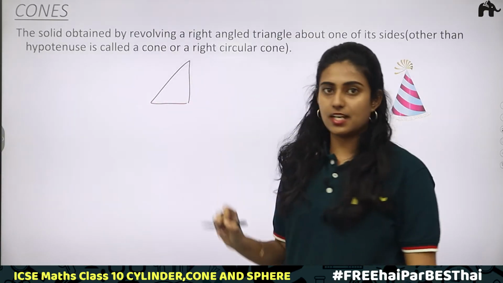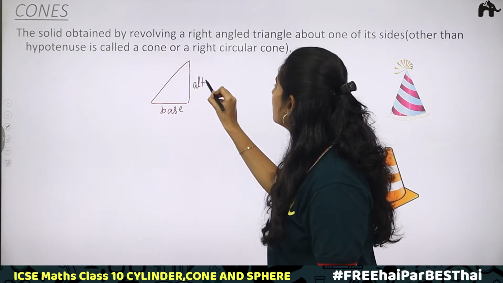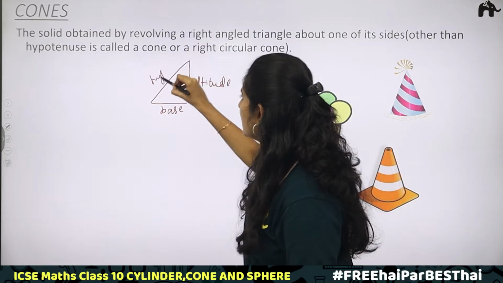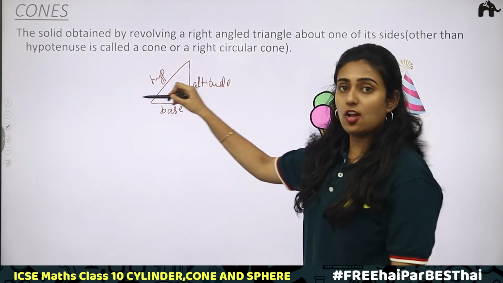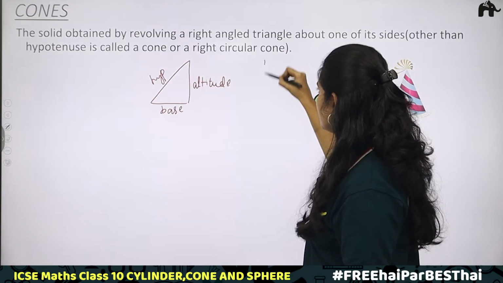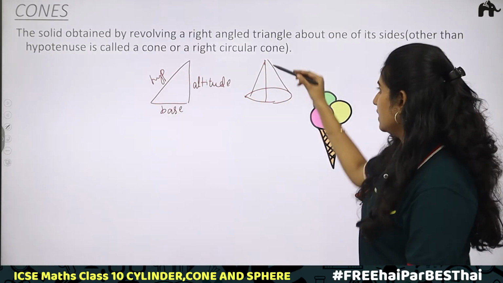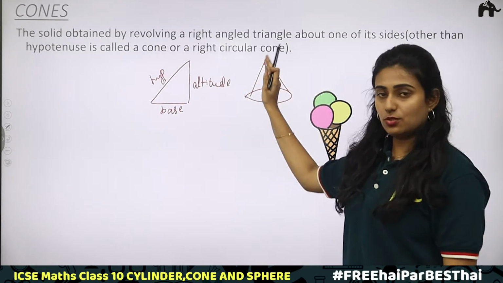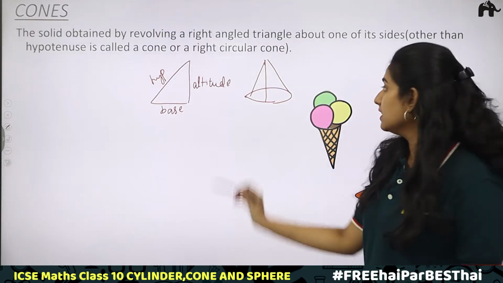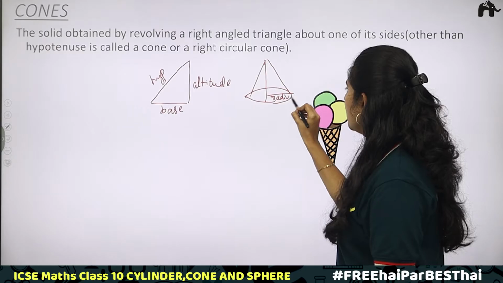You have a right triangle. A right triangle has base, altitude and hypotenuse. So the revolution should either be along the base or along the altitude. When the revolution is along the altitude, you will be getting a cone of this form. Okay. So here we are holding the altitude and rotating it. Now what about the base? This base will become radius. Okay. Base will become the radius.